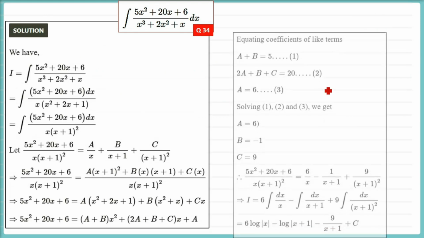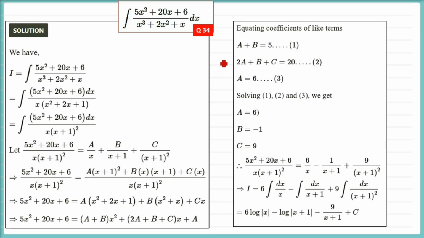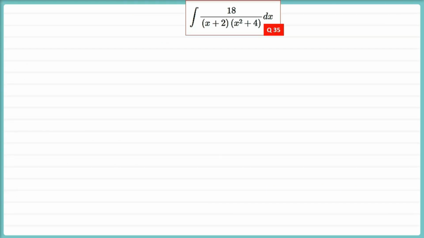So just see it here and notice that we have done the same thing, just one trick, that is putting x cube plus 2x square plus x as x into x plus 1 whole square, which is the whole important key of this question.